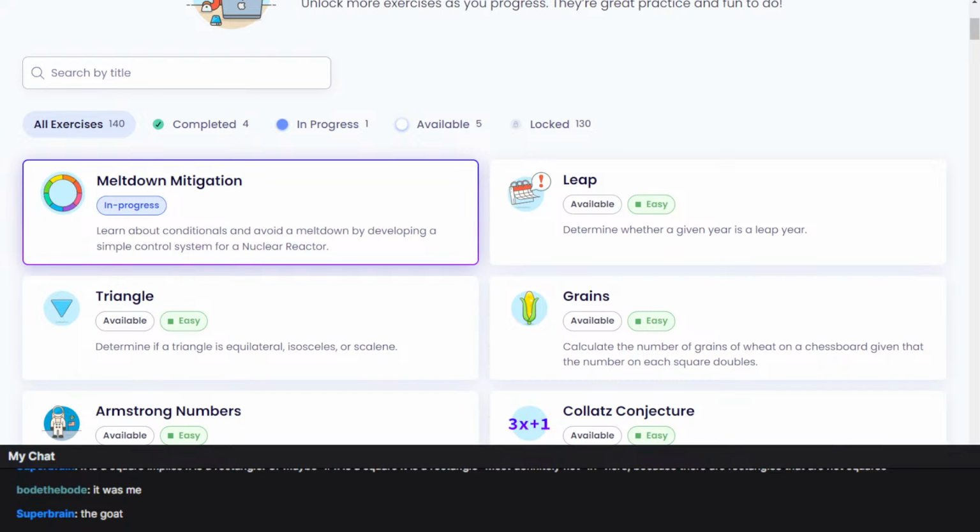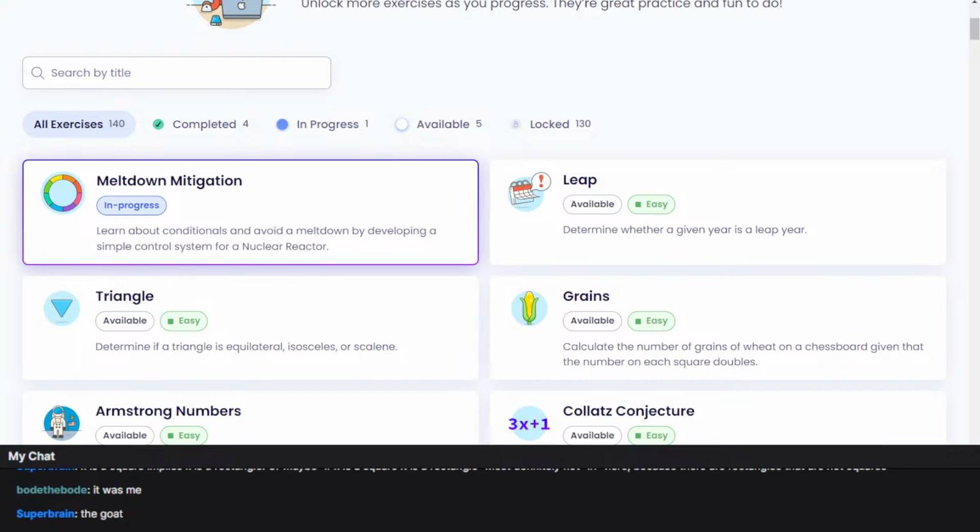The goat. Oh wait, let me read this. X is a square implies X is a rectangle. Oh. Okay. Or maybe if X is a square, it is a rectangle. But not iff here, because there are rectangles that are not squares. Oh, yeah, that's a really good example. Yeah, once you use real things and not some fake true and false stuff. Like once you use sets of real things, it makes more sense. Yeah, that's what I meant.